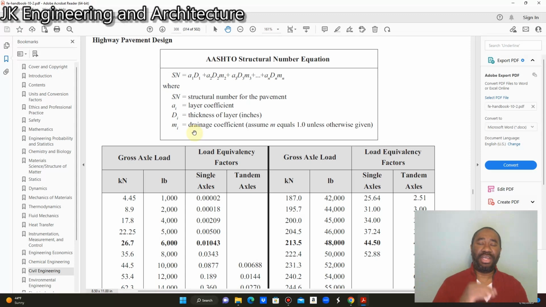So each layer has a drainage coefficient, because what you want to achieve when you're doing your pavement design is layers that can easily drain away water. You do not want water to settle on the pavement, and you do not want water to settle in between layers, because over time, when the cyclic vehicle loads start to penetrate the pavement and the pavement becomes fatigued, that is how you're going to have potholes forming in your pavement. So that is another piece of information that is pertinent to this video.